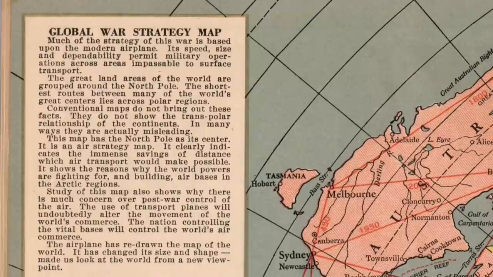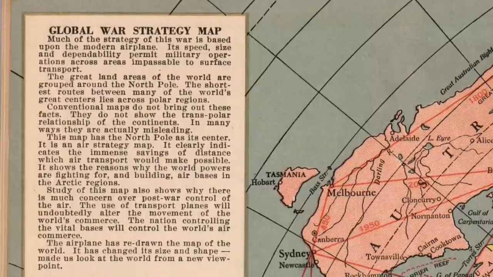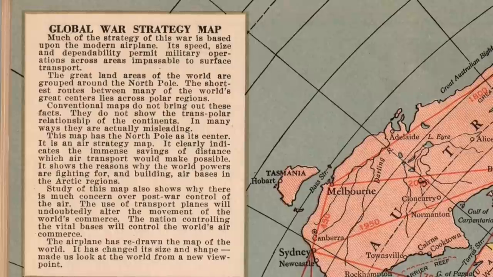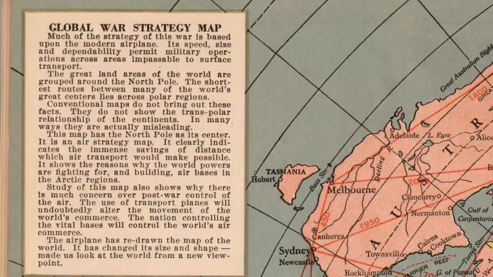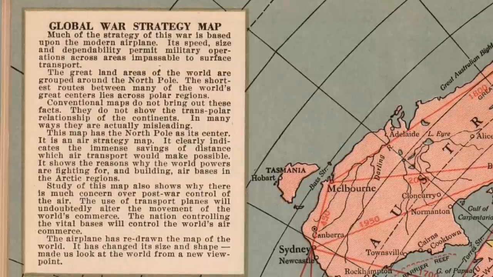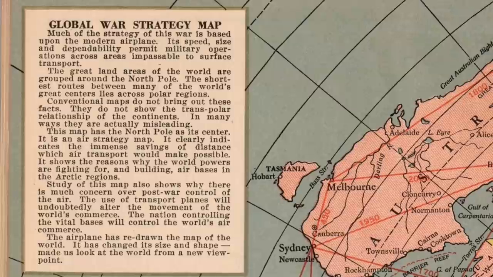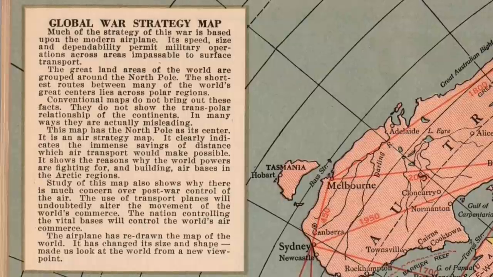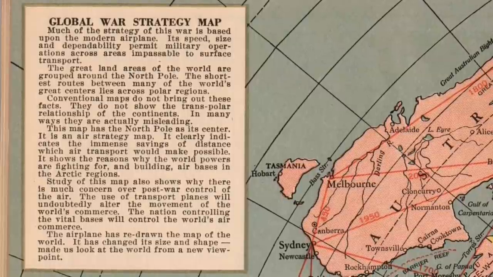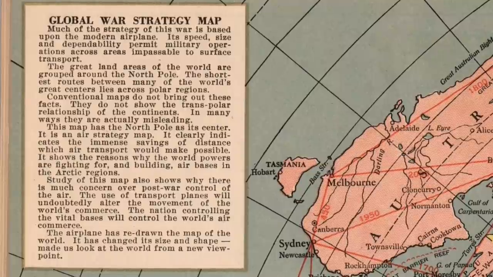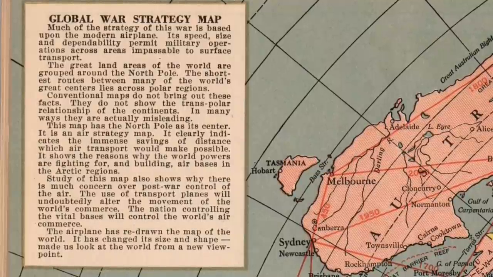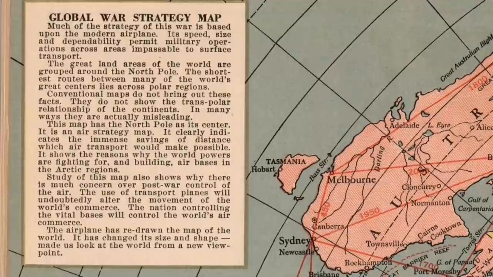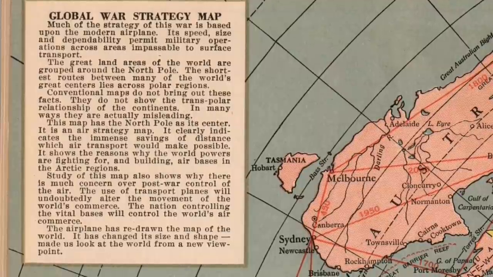Conventional maps do not bring out these facts. They do not show the transpolar relationship of the continents. In many ways, they are actually misleading. This map has the North Pole as its center. It is an air strategy map. It clearly indicates the immense savings of distance which air transport would make possible. It shows the reasons why world powers are fighting for building air bases in the Arctic regions.